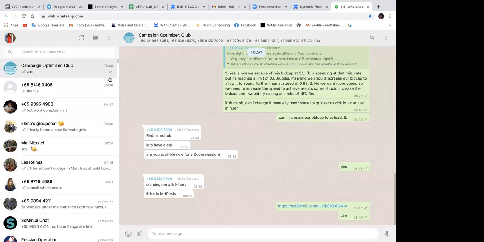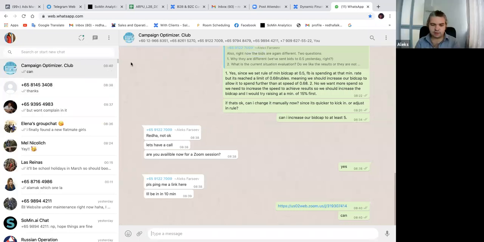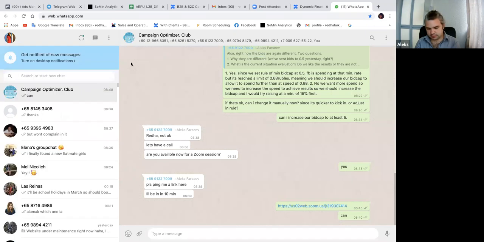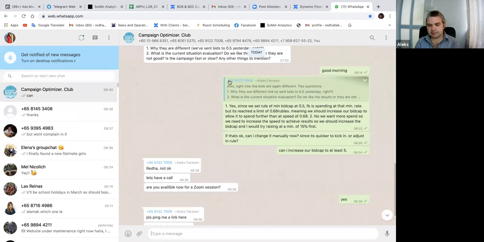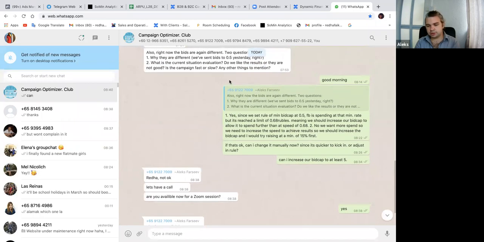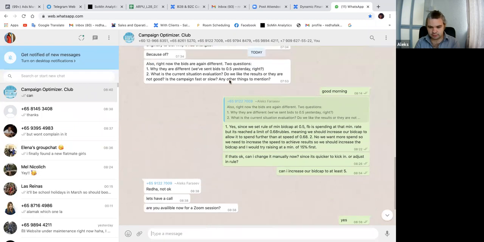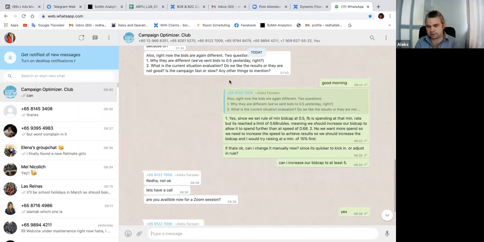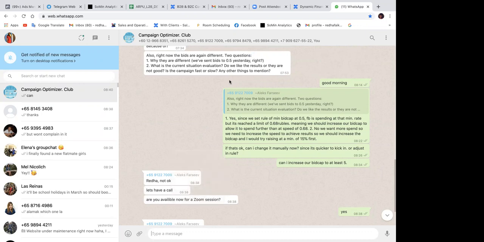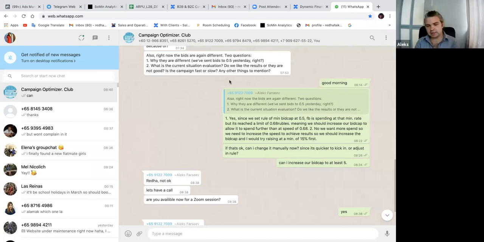Okay, so basically we are on the first day after the campaign has been AI'd and the rules have been set. And I asked several questions in the chat. The first question, just to reformulate, is: why did we set up the bid of 0.5 yesterday, and now the campaign has higher bids? Particularly yesterday night, Everest has reported that it is 0.68.